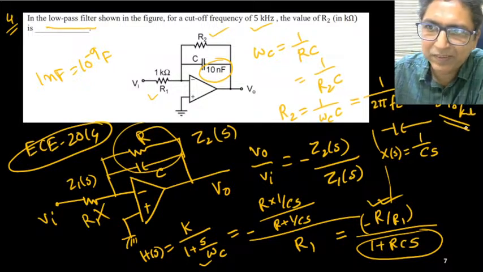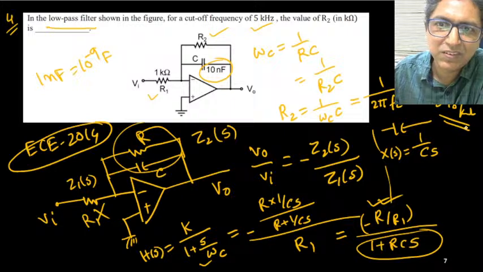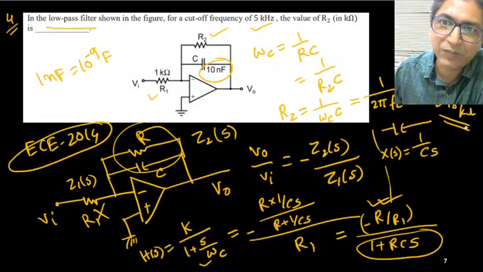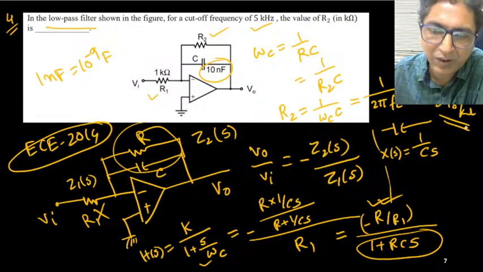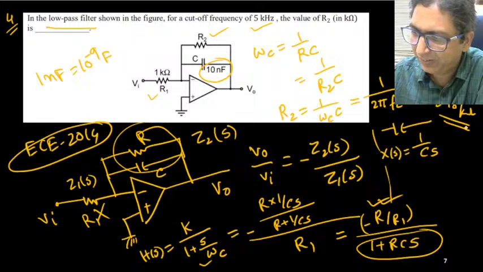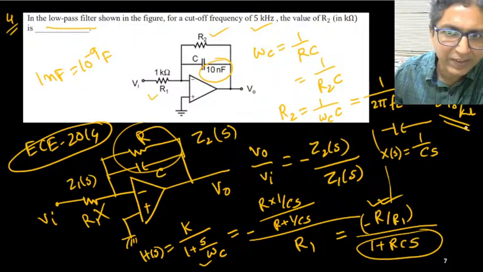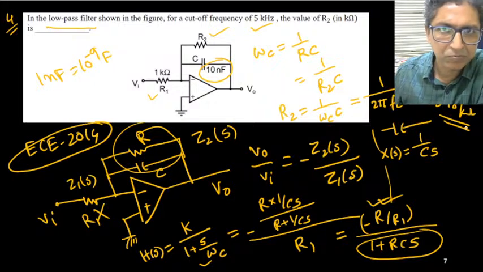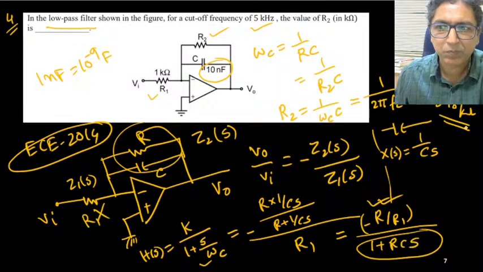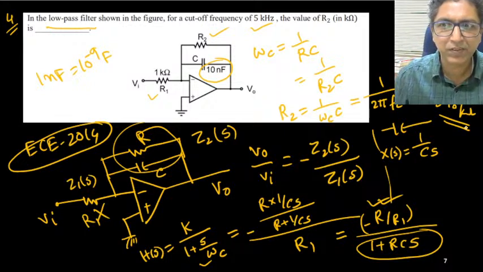So this is the R2 value required to get a low pass filter with cutoff frequency of 5 kilohertz. Okay. I hope you are getting this point. Is it fine?